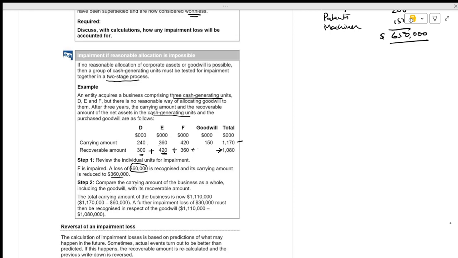Now 1,170 minus 60 comes to 1110. 1110 minus 1080. If we take this into consideration, what is the further loss of impairment? The further impairment loss is 30,000.